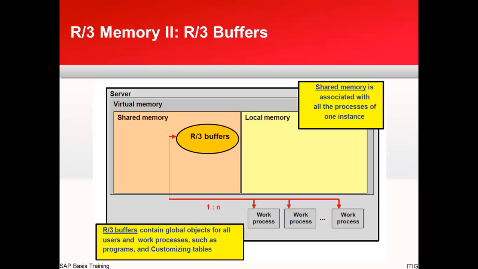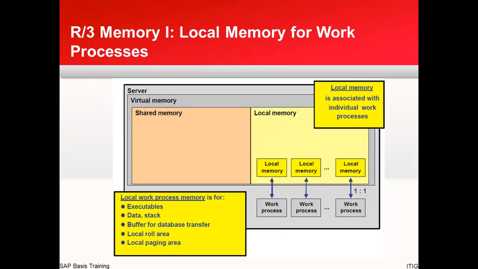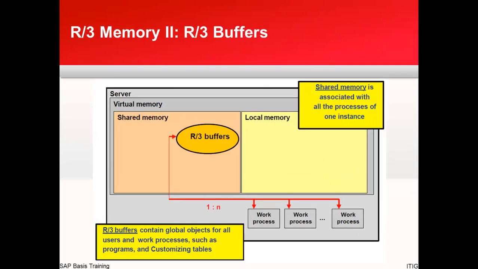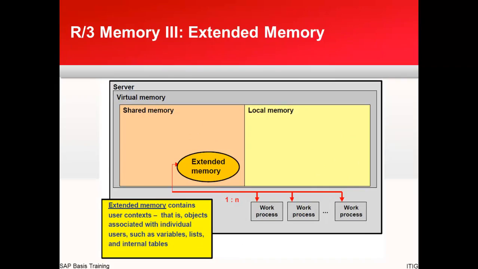Okay, in the shared memory you have the buffers, and shared memory is associated with all the processes of one instance, that is the local memory. R3 buffers contain global objects for all users and work processes such as programs, customizing tables. Okay, so we just saw the work process, the buffers, and the extended memory. Extended memory contains user context, that is objects associated with individual users such as variables, lists, internal tables.